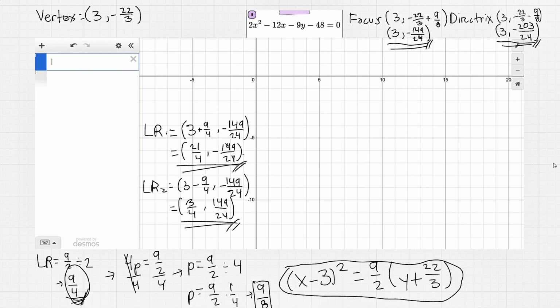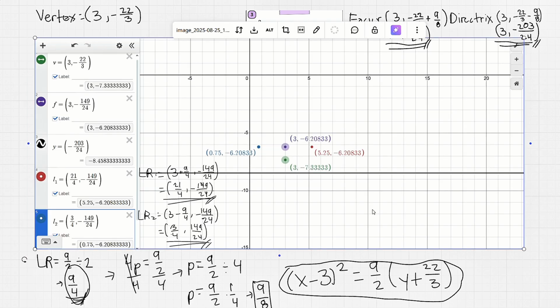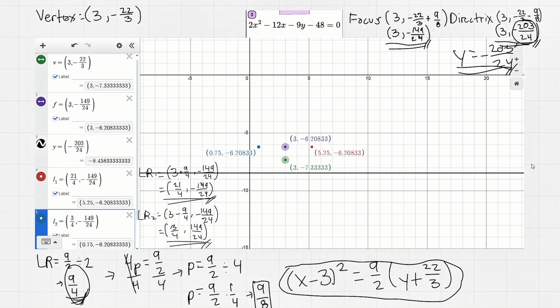First, let's plot our points. So, after plotting them in Desmos, we got these following points. I forgot to mention, our directrix will be a horizontal line. Our directrix will be y equals negative 203 over 24. So this will be our directrix.